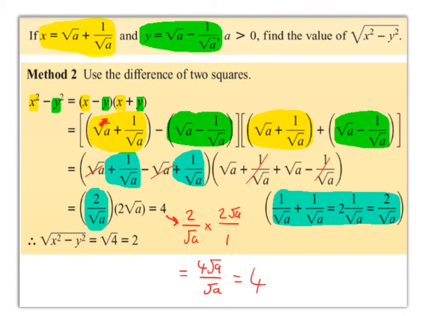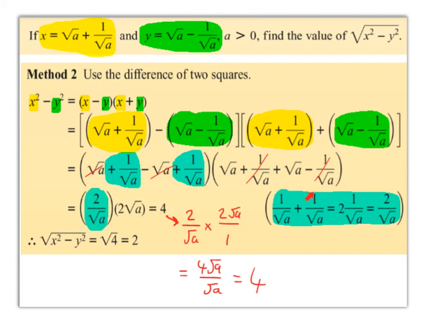So we bring down the root a, bring down the 1 over root a, minus times root a is minus root a, and minus times minus 1 over root a is plus 1 over root a. Then we bring down the root a, bring down the 1 over root a, plus times root a is plus root a, plus times minus 1 over root a is minus 1 over root a. Remember, there's brackets around this and brackets around this. So root a minus root a will cancel, and 1 over root a plus 1 over root a becomes 2 over root a.